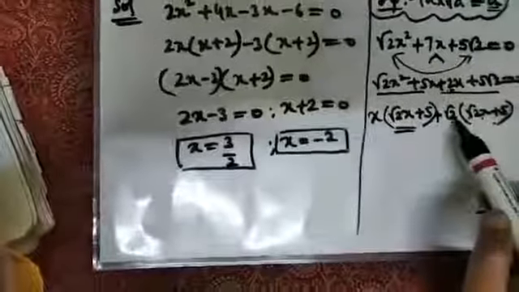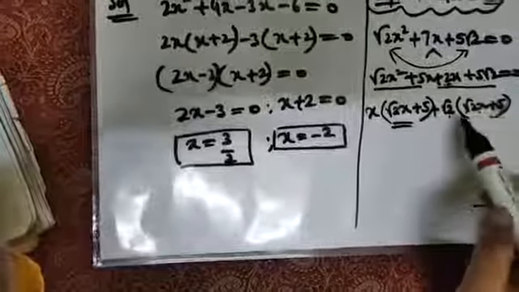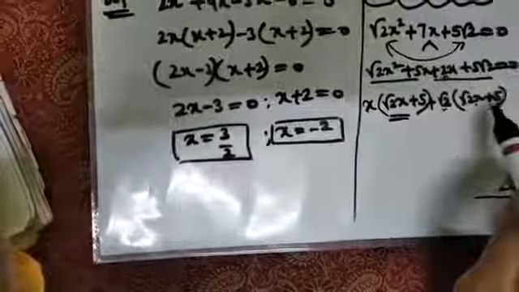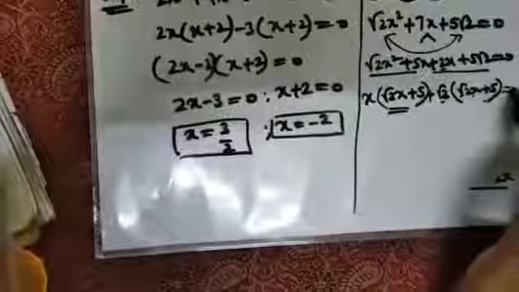Now next one is root 2 into 5. It means 5 root 2, isn't it? So these two are unlike terms, you can't multiply it. You can multiply, but you can't say 5 2s are 10, so root 10. You have to write 5 root 2 equals to 0.